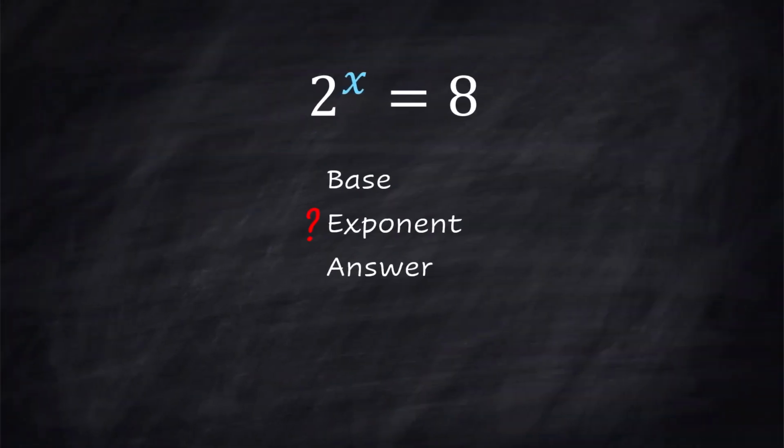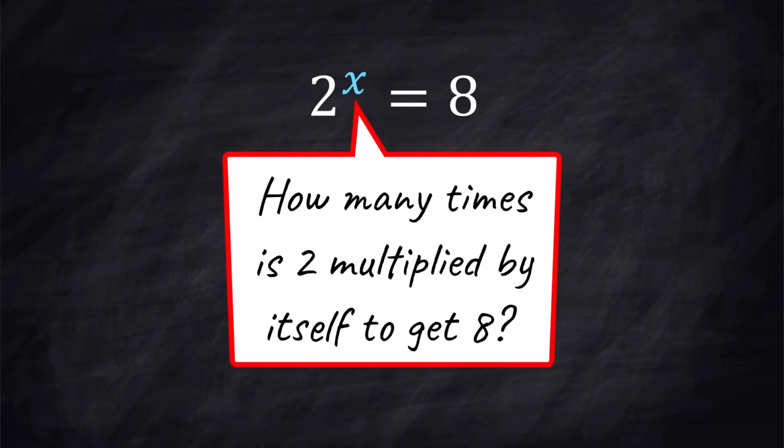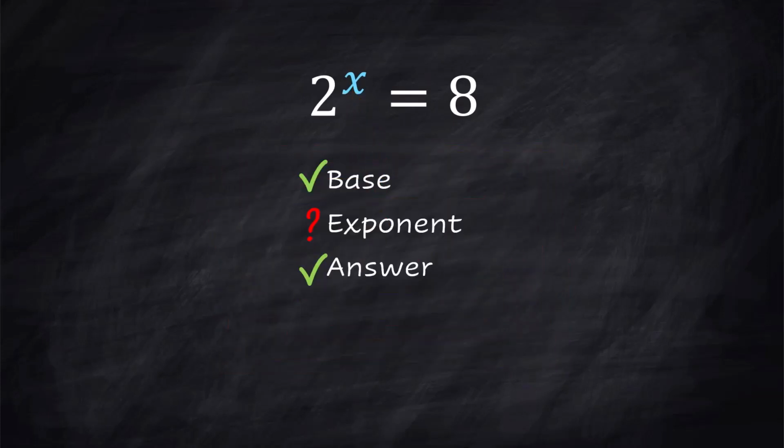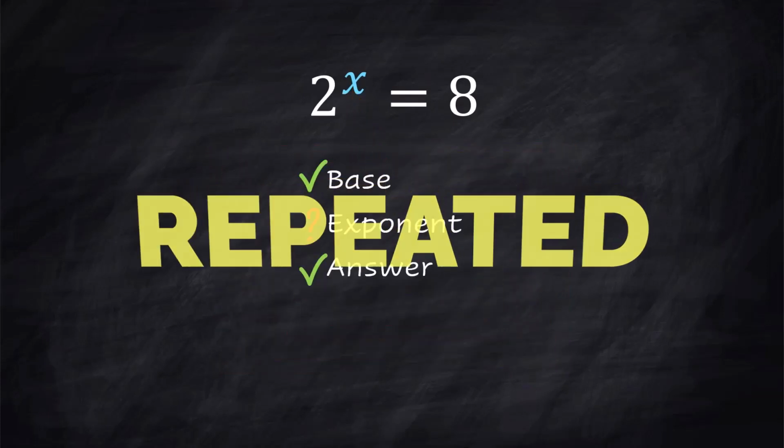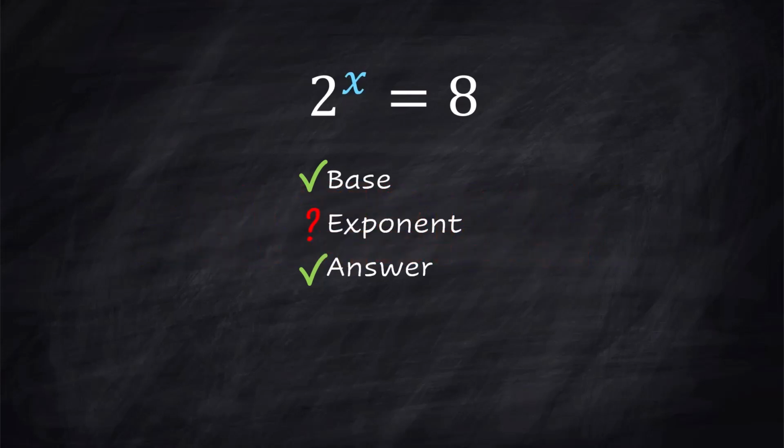If they don't tell you the exponent, but you know the base and you know the answer that you're trying to get to, what we really want to know is how many times is 2 multiplied by itself to get to 8. In order to figure this out, it's actually repeated division. This is why John Napier invented logs, to avoid having to do this with very large numbers. Watch me do this with the small numbers.